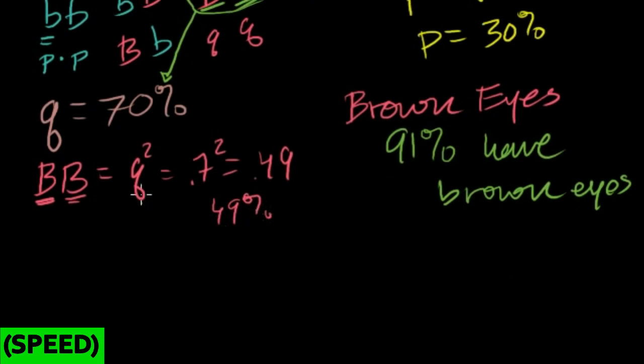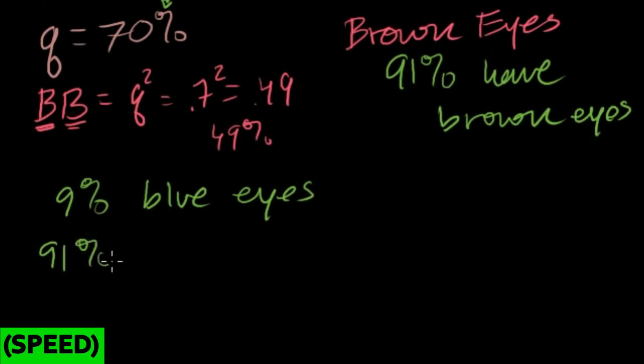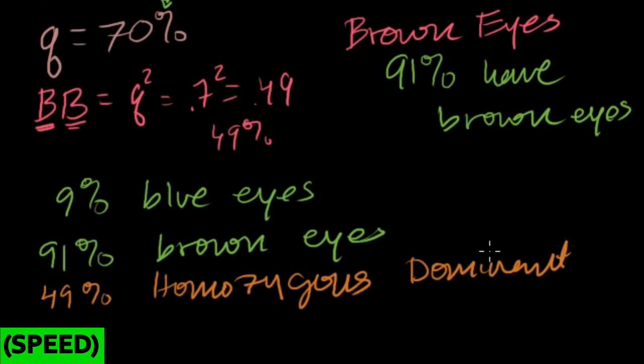So just starting from that one idea that 9% have blue eyes, we've already been able to deduce that 91% must have brown eyes. And of the 91% with brown eyes in the whole population, 49%, this isn't 49% of the 91, this is 49% of the population, are homozygous dominant. And then what percentage of the population are going to be hybrids? Well, hybrids also have brown eyes, and they're not homozygous dominant, so what's the remainder here? That's 42%. 42% are going to be hybrids.